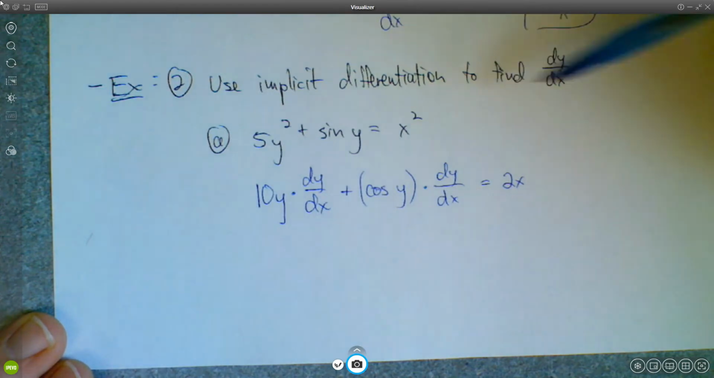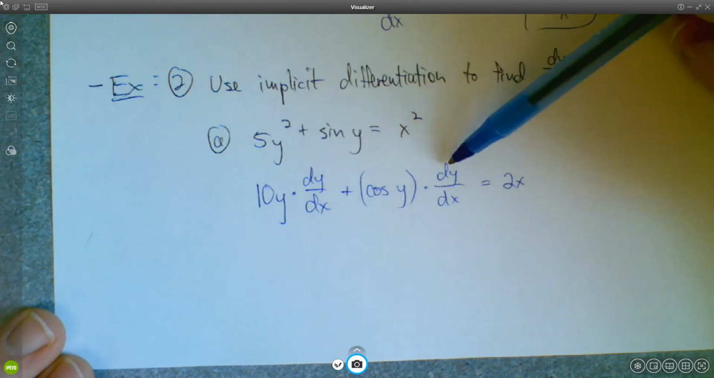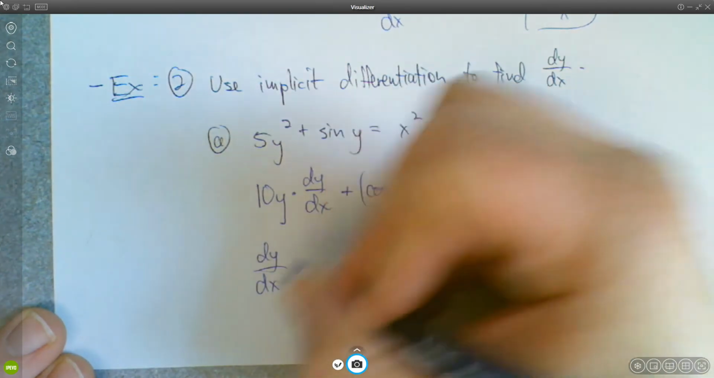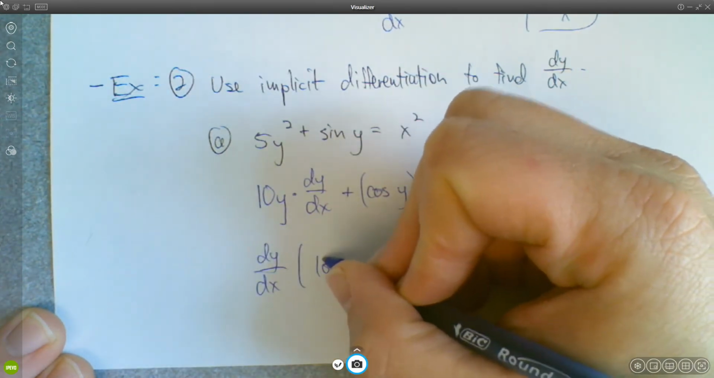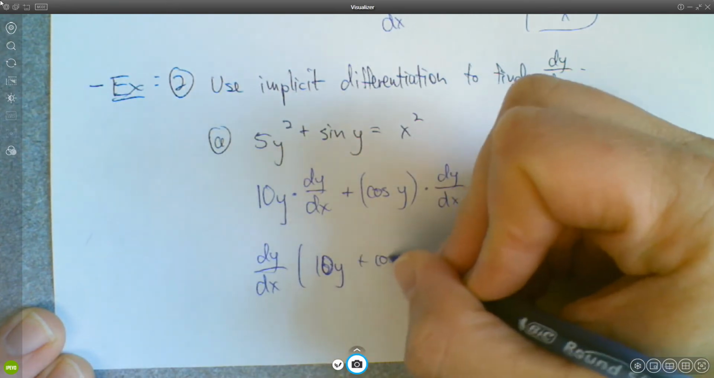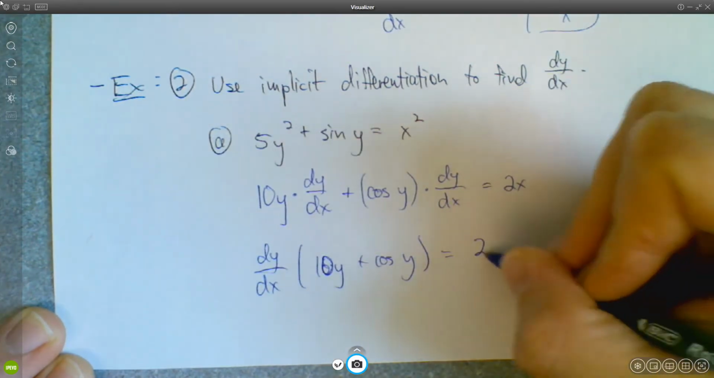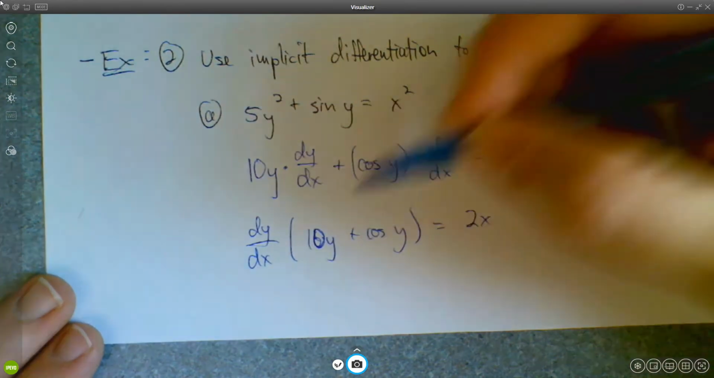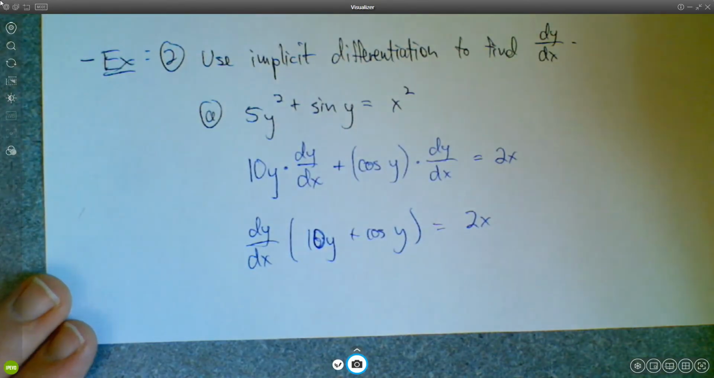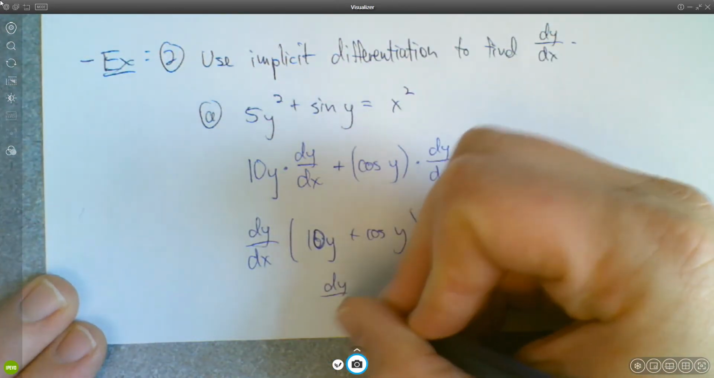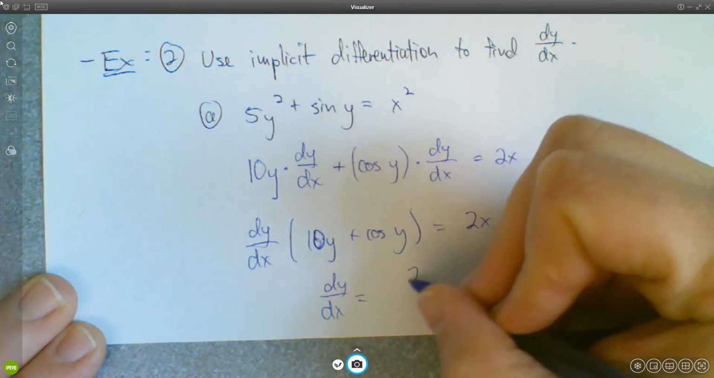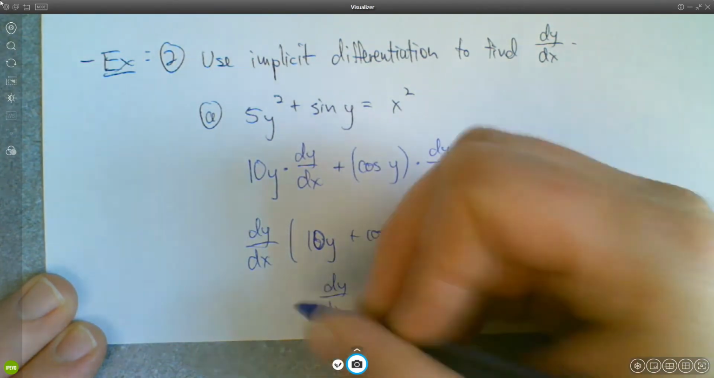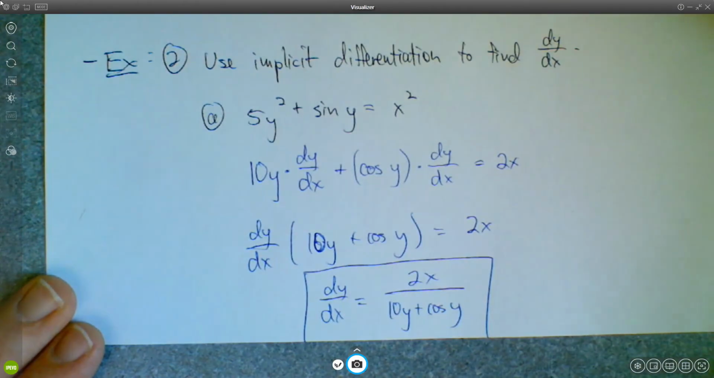I need to be able to solve for dy/dx. So what I'm going to do is factor out the dy/dx from the left-hand side: 10y plus cosine y. And then I'll finish solving for dy/dx by dividing through by 10y plus cosine y. Now I'm going to say dy/dx equals 2x divided by 10y plus cosine y. And there's your final answer.